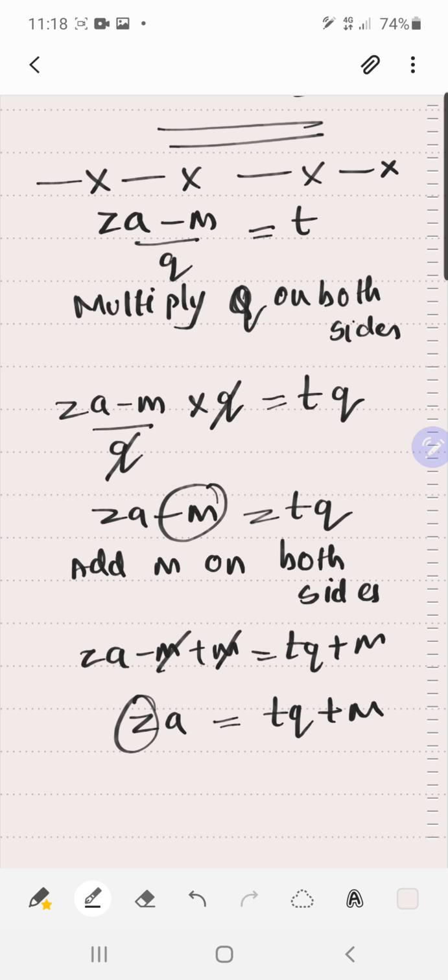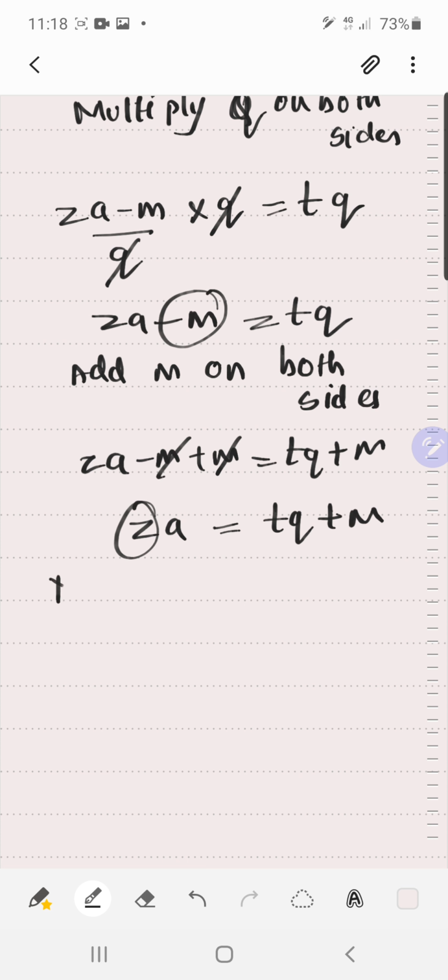Now I want to eliminate z, which is in multiplication with a. So how can I eliminate it? I can eliminate it by dividing by z on both sides.